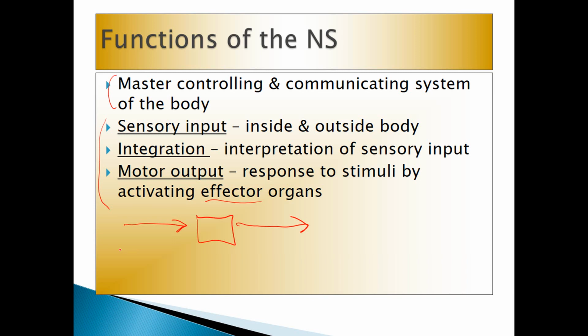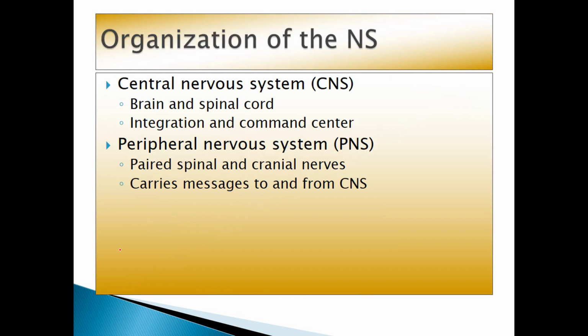All right, so let's just get to the organization of the nervous system. So we have the central nervous system, which consists of the brain and the spinal cord. And this is that black box. This is where that integration comes into play. And then we have the peripheral nervous system, the PNS, paired spinal and cranial nerves. And this is going to be carrying messages to and from that CNS.